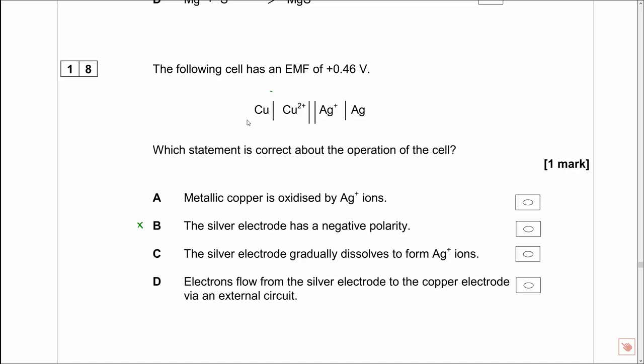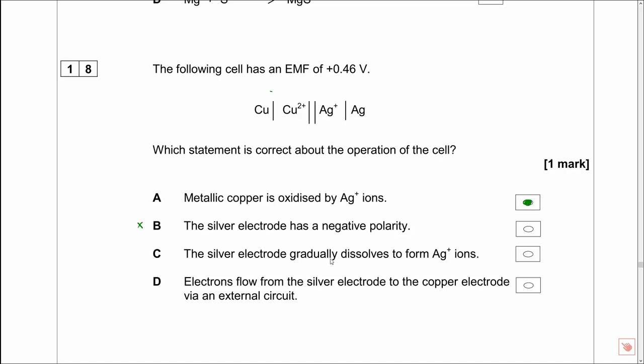Yeah, so the copper's going to be oxidized because it's going to be the more negative of the two, and the silver is going to be the opposite, the more positive of the two. This is the side that's going to show reduction, based on the way that it's been drawn in terms of the conventional representation, with the reduction on the right, oxidation on the left. It's got to be A.